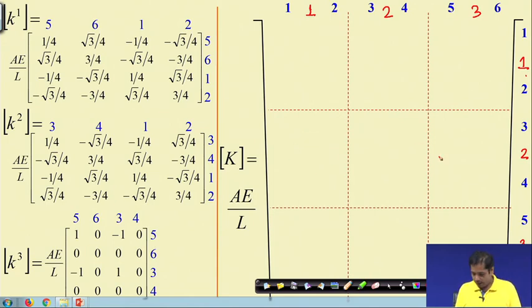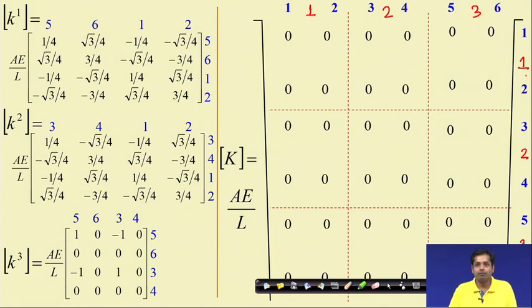Now, first we put all the values at 0. This is a very important step, because this is an initialization of the stiffness matrix. We know the size of the stiffness matrix here is 6 by 6, and all the elements of this global stiffness matrix we make 0. Then we see how the different joints are interacting with each other, and take that particular value and substitute it in the global stiffness matrix. So first take joint number 1 and joint number 1.